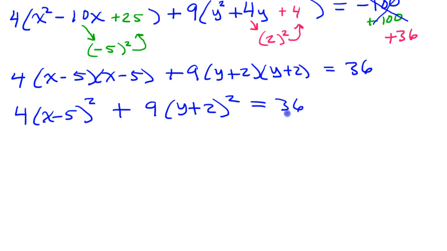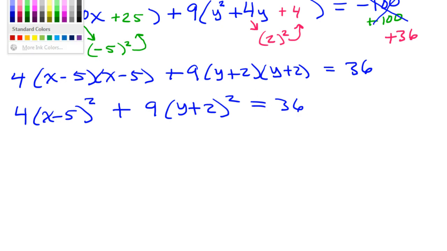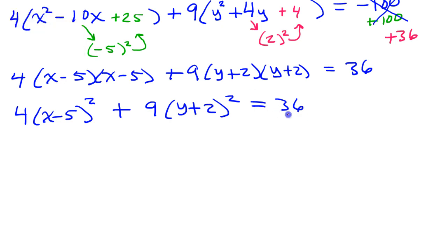In standard form, for an ellipse, we always have a 1. We always want the equation to equal 1. So that lets us know that we need to divide everything by 36, because that's the only way we're going to get a 1 right here. So I needed to divide both sides of the equation by 36, and on the left side of the equation, that will look like this.